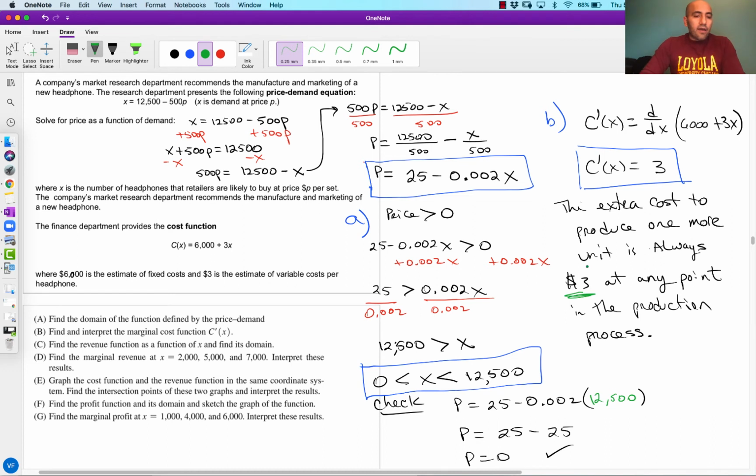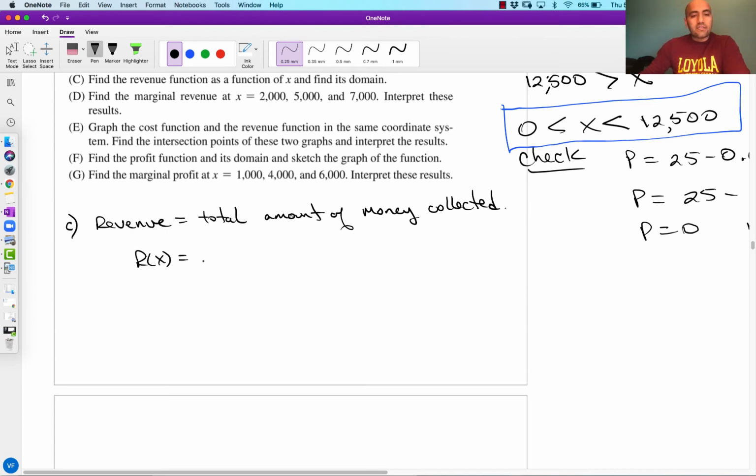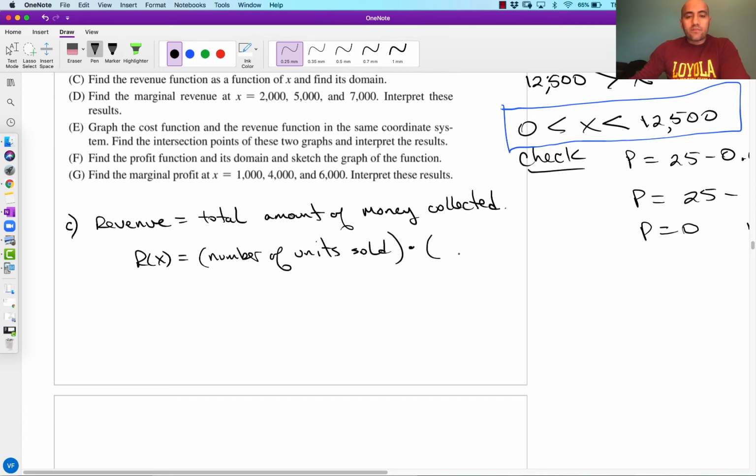Part C, find the revenue function as a function of x and find its domain. Well, remember that the revenue function is equal to the total amount of money collected. That's the revenue. Okay, so the function R of x is equal to the number of units sold times the price per unit.